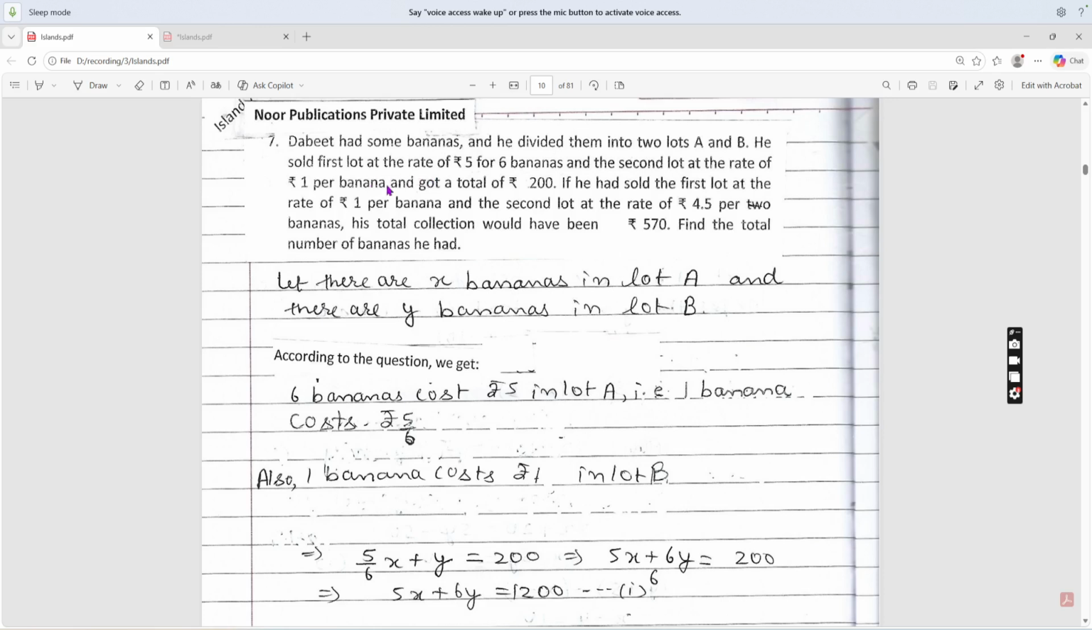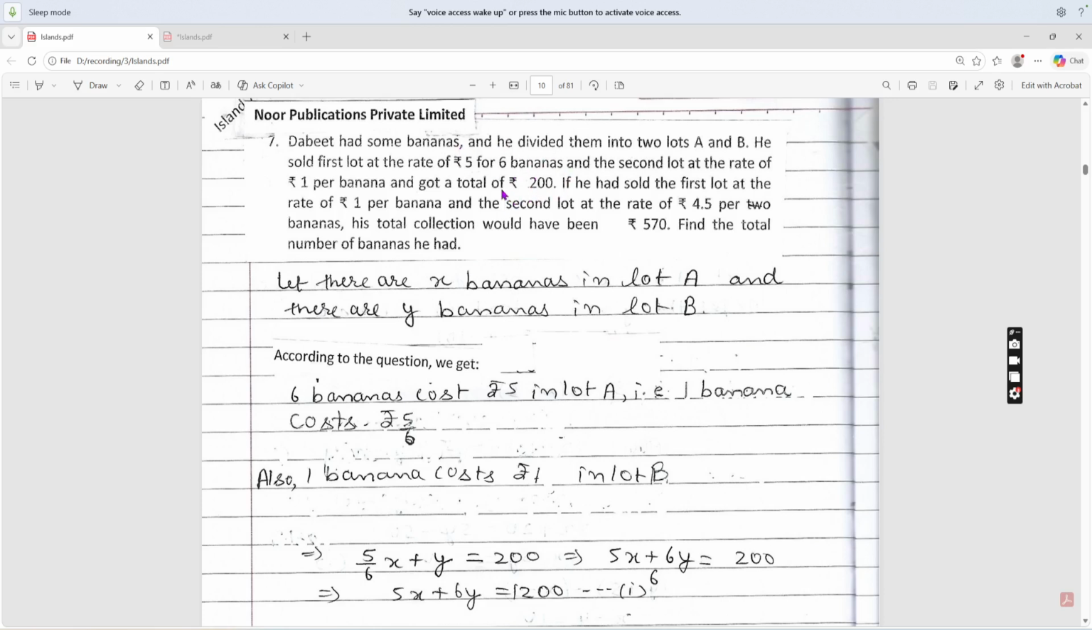It means total number of banana would be multiplied by the cost, and here the cost is rupee 1 per banana. So 1 upon 1 is 1. So 1 into y. Why? Because the total number of banana we have let to be sold in lot B is y. So y into 1 is y only. And now we are going to add 5 by 6 x plus 1y is equal to 200, because the total revenue generated is 200 rupees.